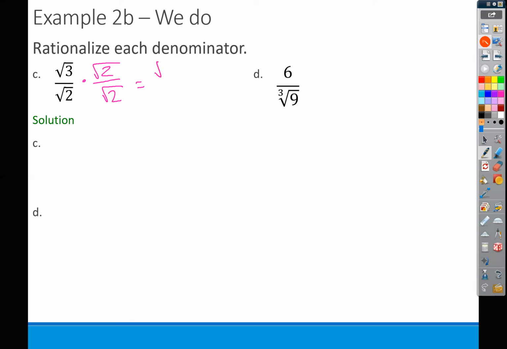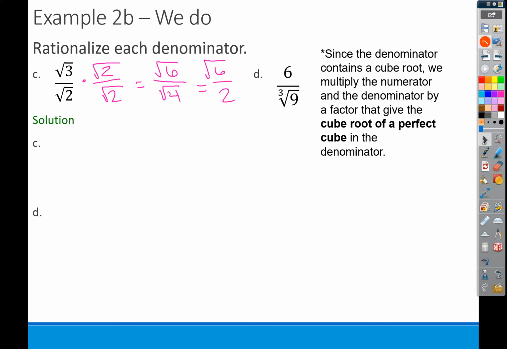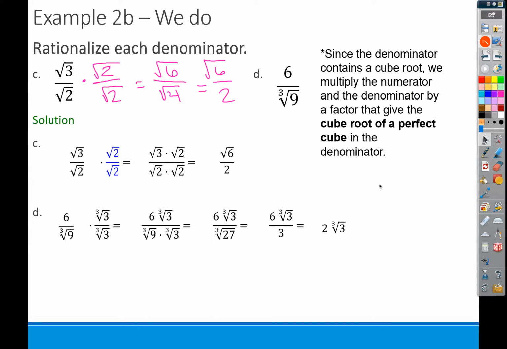denominator. So you would get the square root of 6 over the square root of 4, which would be the square root of 6 over 2. Now, in D, since the denominator contains a cube root, we multiply the numerator and the denominator by a factor that would give the cube root of a perfect cube in the denominator. So what that means is C would look like that, D would look like this.